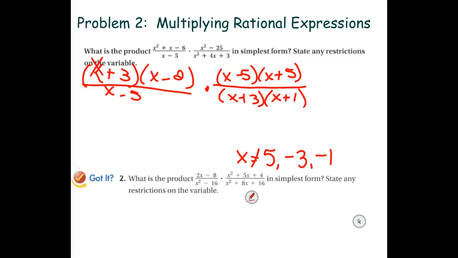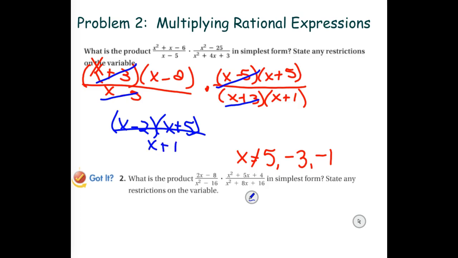Yes? All right. Now, when we go to reduce things, we need one piece from the numerator matching one piece in the denominator. They can be straight up and down on top of each other, or they can be diagonal. So what can we get rid of? X plus 3's. What else? An x minus 5. All right, so my answer will be x minus 2 times x plus 5 divided by x plus 1.